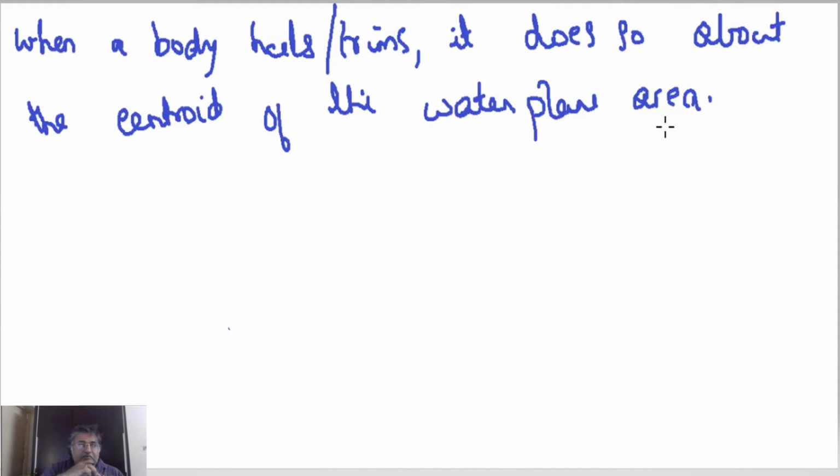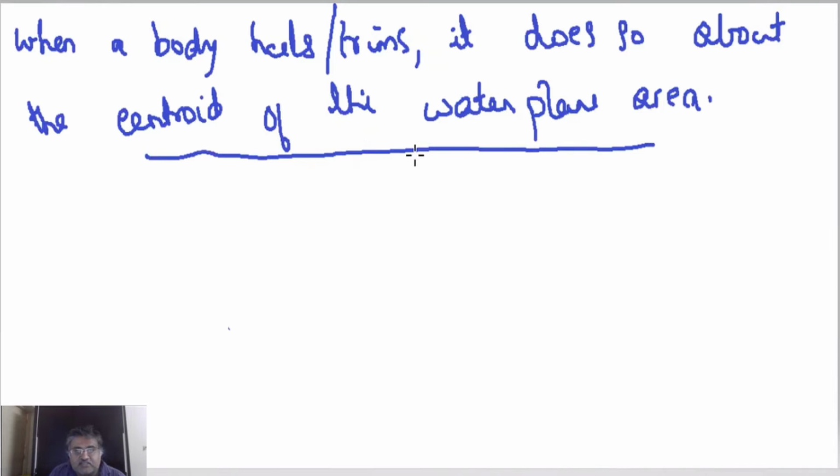So about that centroid, whenever the ship inclines in any direction, in heeling or in trimming, it inclines about this center of flotation. It always trims about the centroid of this area, and this centroid of the water plane area of a ship is known as the center of flotation.